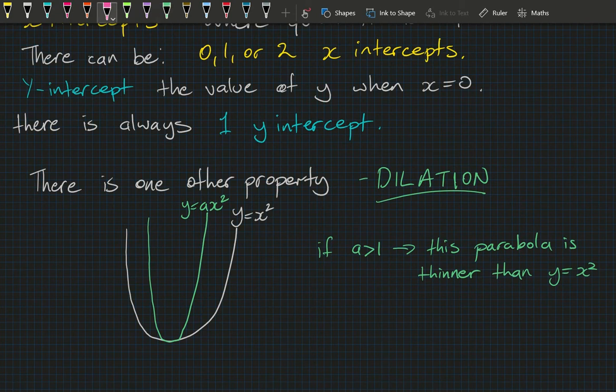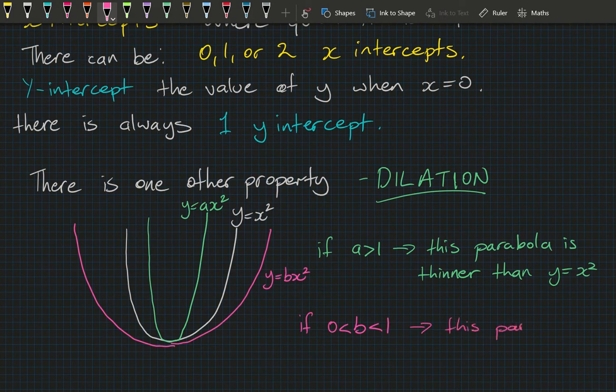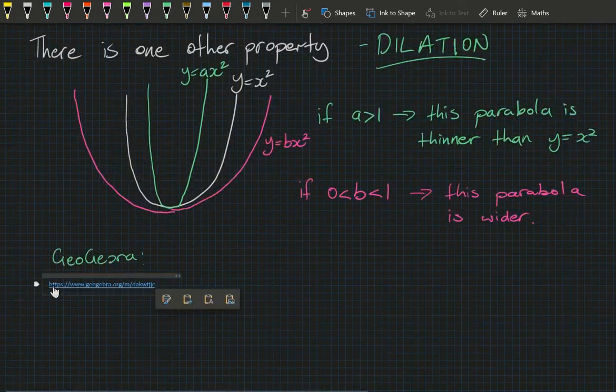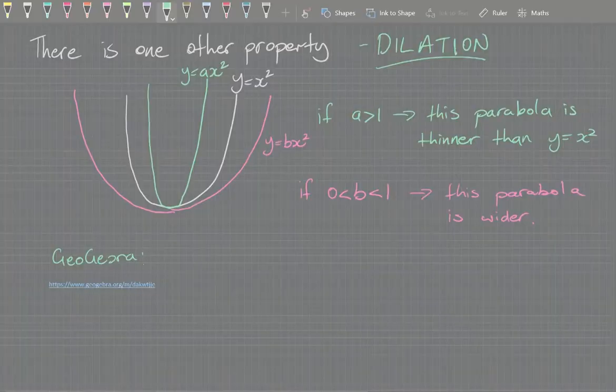If I had this other number b that was between 0 and 1, and I created this parabola y equals b times x squared, I don't know why I keep making that mistake. Anyhow, this parabola will be wider than the original parabola. Now don't forget to take note of these points, but let's use GeoGebra to look at these properties a little better. It should help make up for my lack of artistic skills.